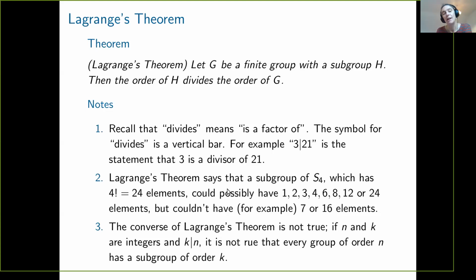So remark, the converse of Lagrange's theorem is not true. Lagrange's theorem does not tell us that S4 or any other group of order 24 has subgroups of all of these orders. It tells us that the only subgroups it could have must be of orders from those lists. So it's not true that every group of order n has subgroups of all orders that are divisors of n. There are counterexamples to that, and that in itself is quite an interesting topic.